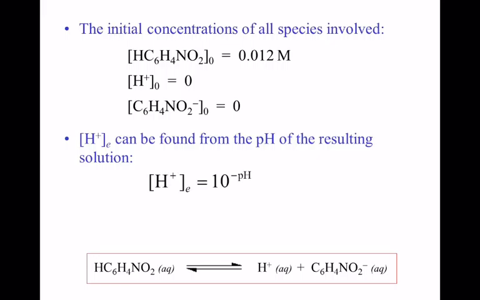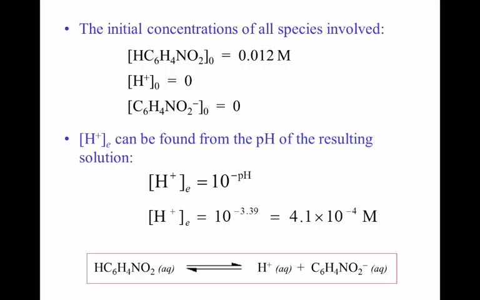We can knock out the hydrogen ion concentration from the pH. We take 10 raised to the negative 3.39. And when you do that, we'll come up with 4.1 times 10 to the minus 4th. And things start to fall into place. 4.1 times 10 to the minus 4th. So that means that this was the change.